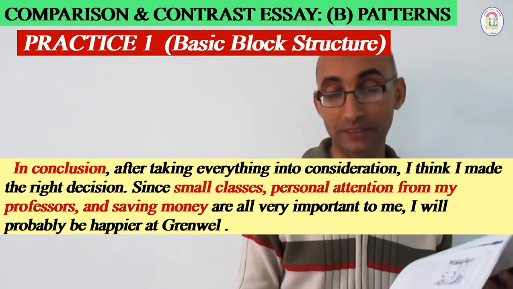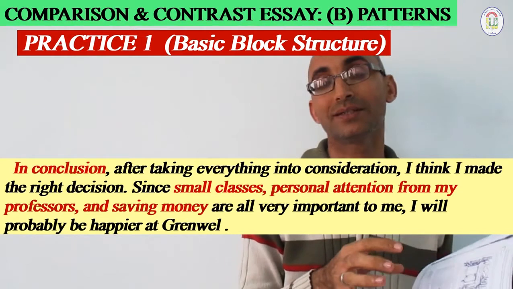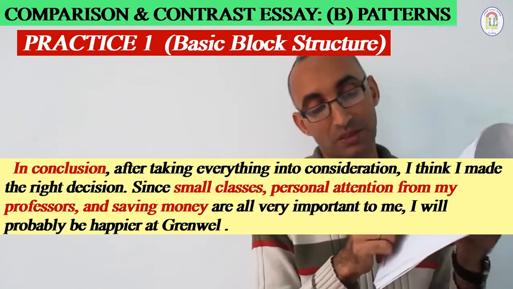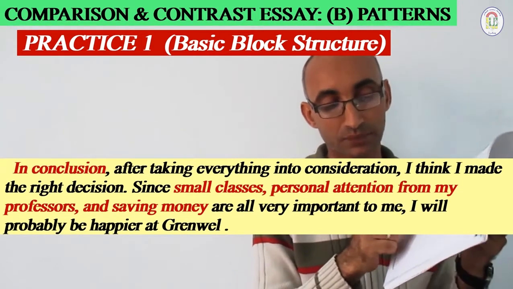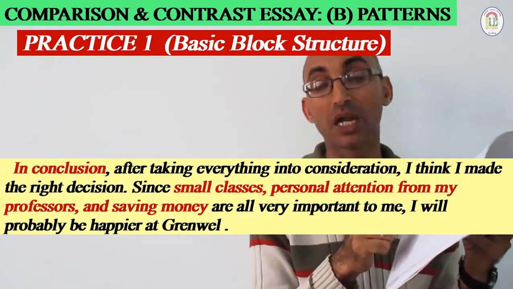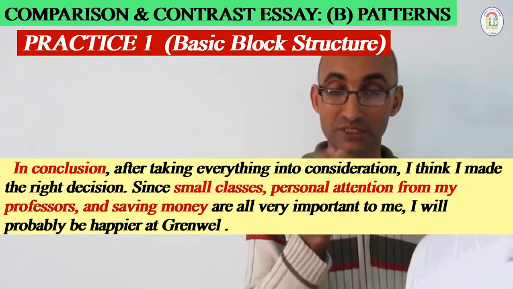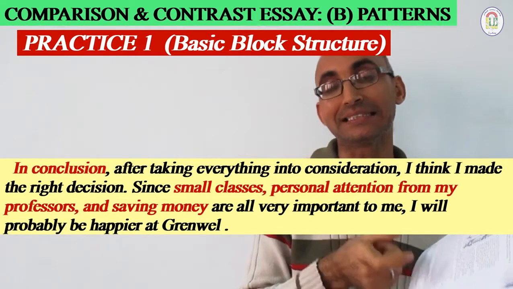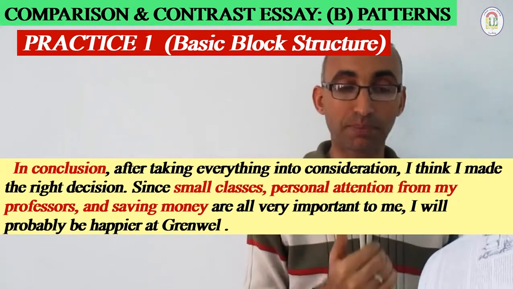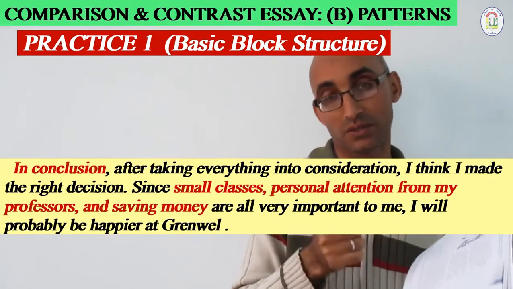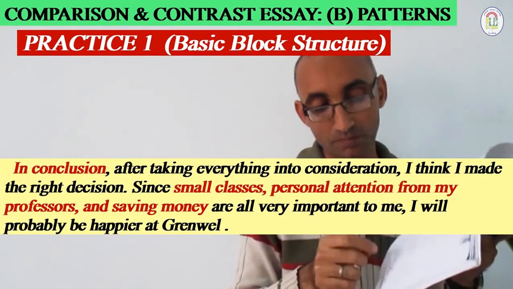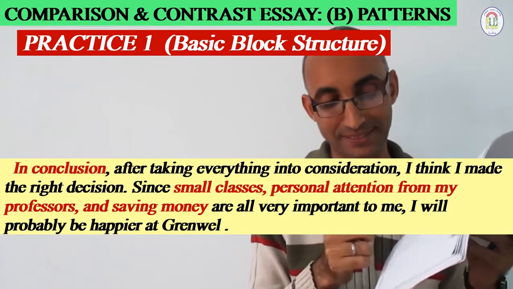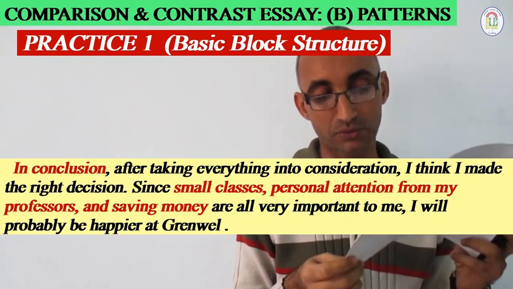Clear? At Greenwell. So here, the first block, as you see, is for similarities. That's why the topic sentence includes the words: have in common, a lot in common. Clear? The first block starts with a topic sentence which shows similarities, have in common. The second block starts with a topic sentence which indicates differences between the two.